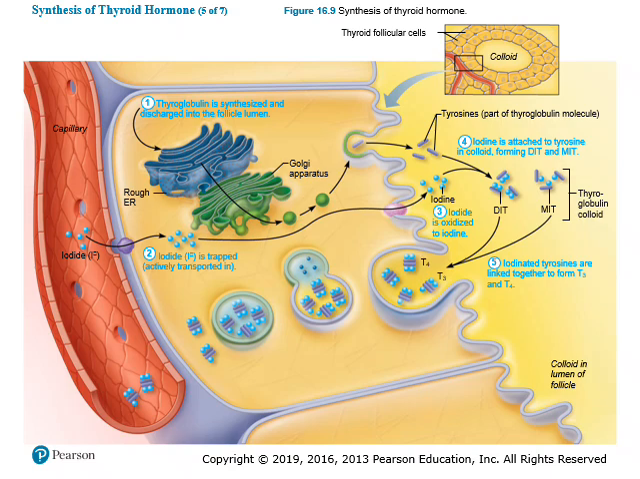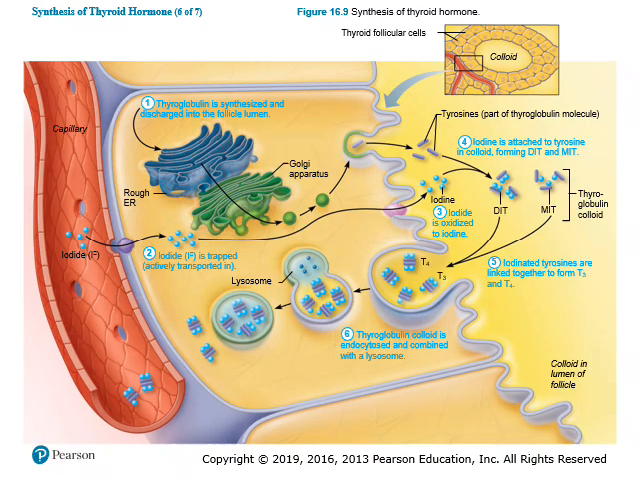Now, the iodinated tyrosines would link together to form T3 and T4. And you could see that one diiodotyrosine linking to a monoiodotyrosine forming T3, or 2 diiodotyrosine linked together will form a complete thyroxine.